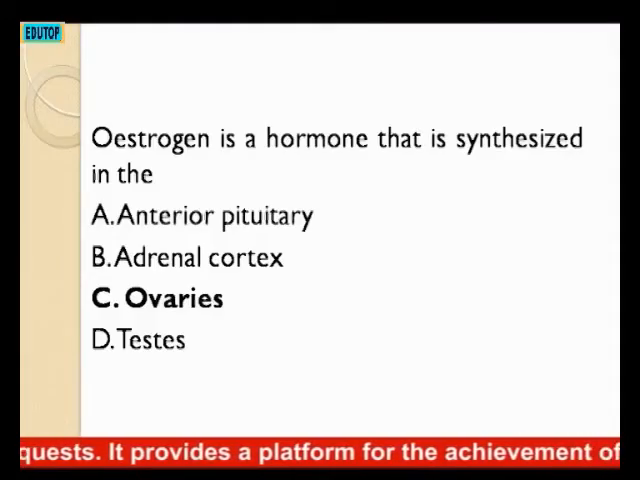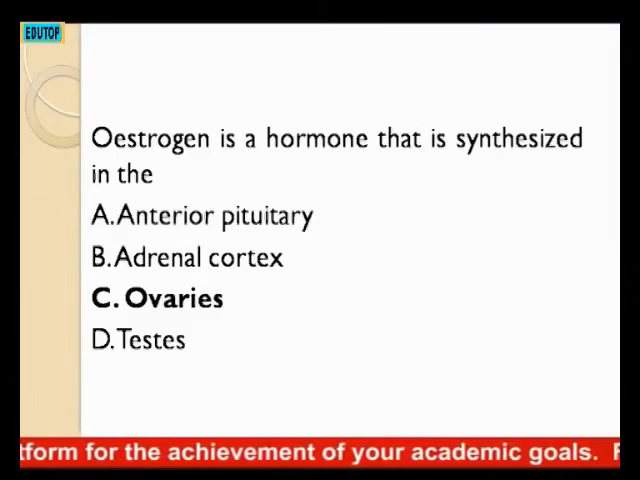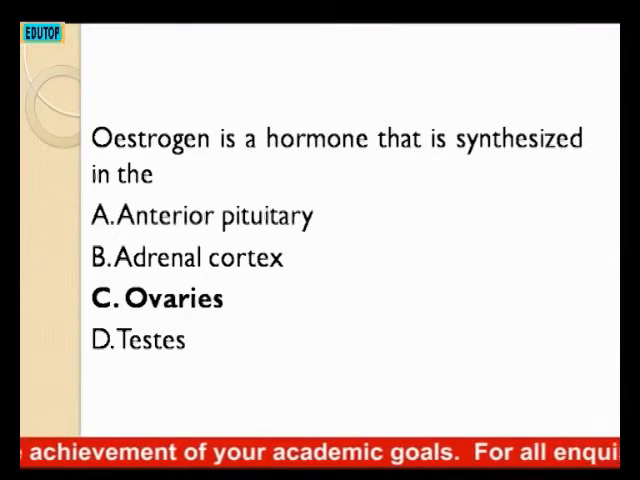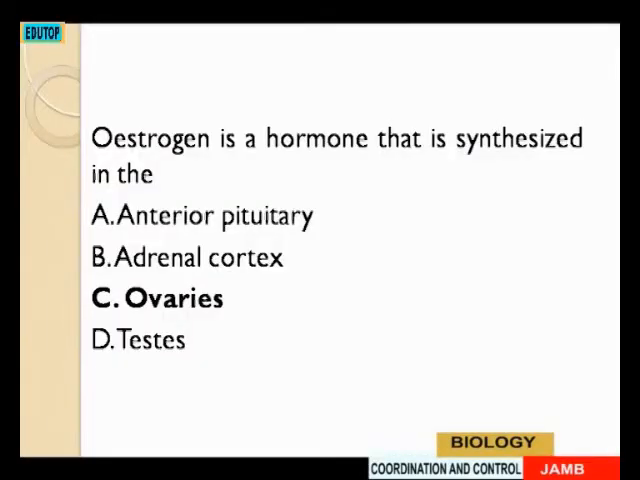The next question. Estrogen is a hormone that is synthesized in the A. Anterior pituitary, B. Adrenal cortex, C. Ovaries, D. Testes. Anterior pituitary is the pituitary. That's not what is secreted there. Pituitary is in the head, and estrogen is secreted in the gonads, in the female gonads. So that is leading us to option C, ovaries. Ovaries is where estrogen is synthesized. Testes is found in the option D. Testes is in males. So C, ovaries in female. Estrogen is a hormone that is synthesized in the ovaries.